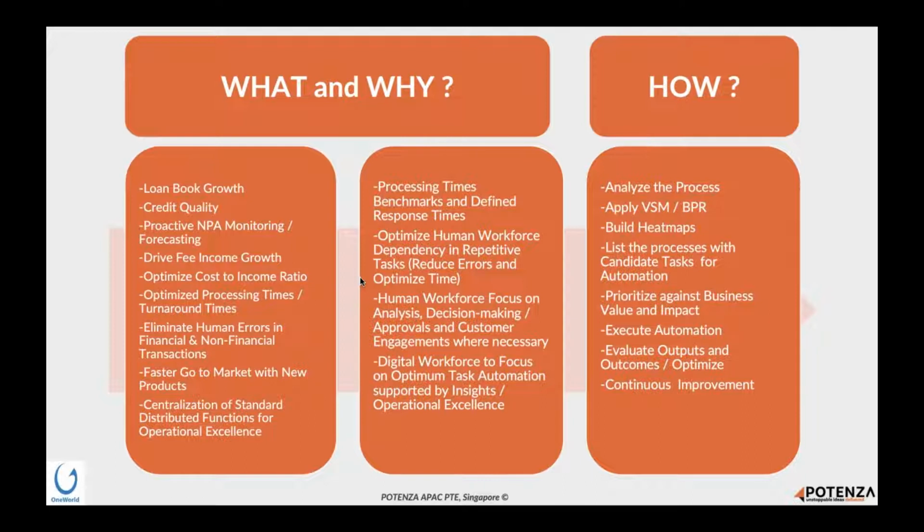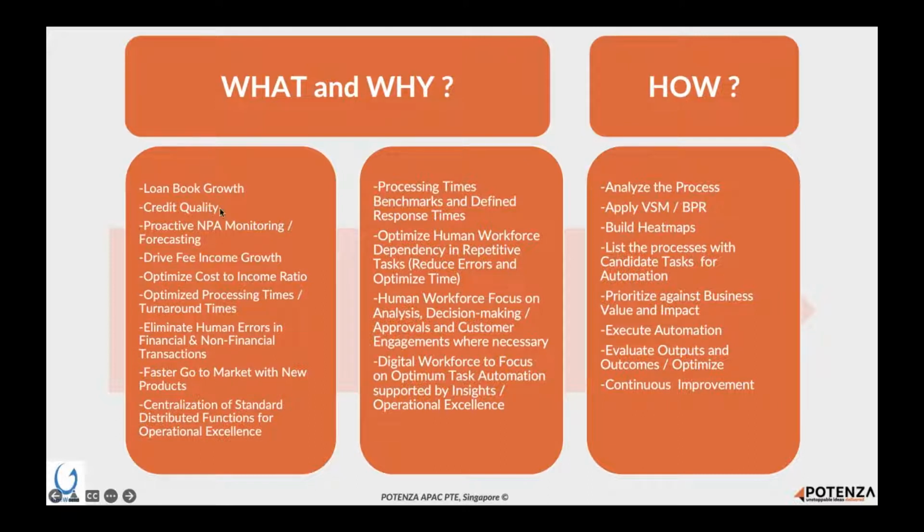And also, how can we go to market faster with new products, to configure products in existing systems or facilitate some of the integrations faster? So again, beating competition, right? You could also have a strategic decision like centralization of standard distributed functions. There could be standard functions distributed across your bank through your network that you want to centralize and bring to an operational excellence level. So these are all strategic objectives that you would like to achieve, right? These are samples. You may have more for sure.